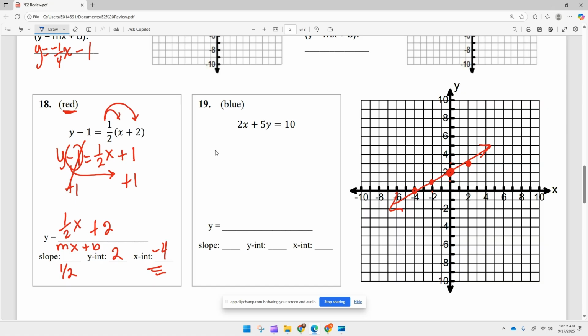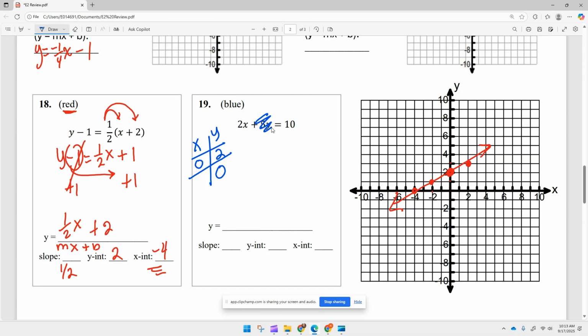So to find, I'm going to write my table, x and y. Your y-intercept is when x is 0. Your x-intercept is when y is 0. So when x is 0, that 2x is going to go away. And you've got 5y equals 10. So that gives me 10 divided by 5, which is going to give me 2. Okay?